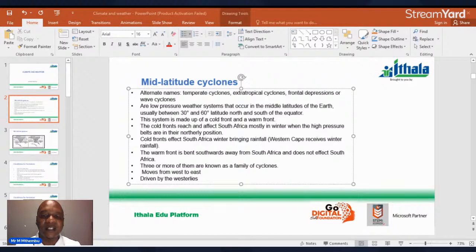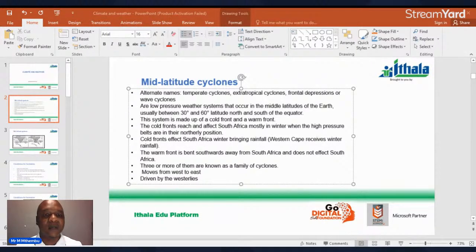Western Cape province. So it affects it during the winter. That is why the Western Cape, especially Cape Town, is receiving rainfall during the winter season. Let's look at the conditions necessary for the formation of a mid-latitude cyclone.